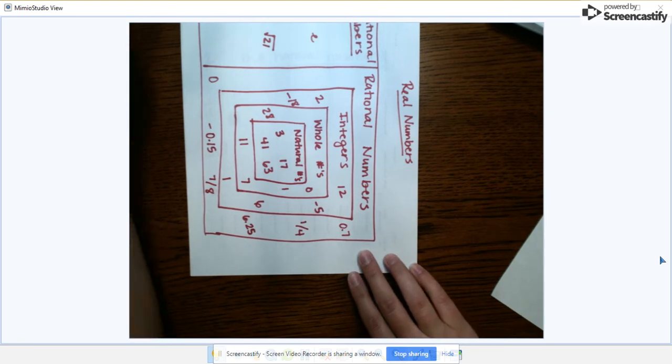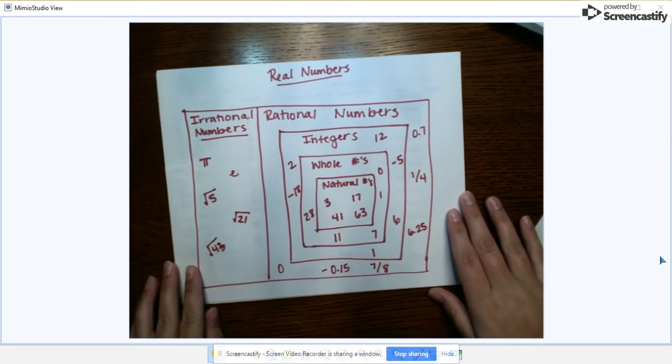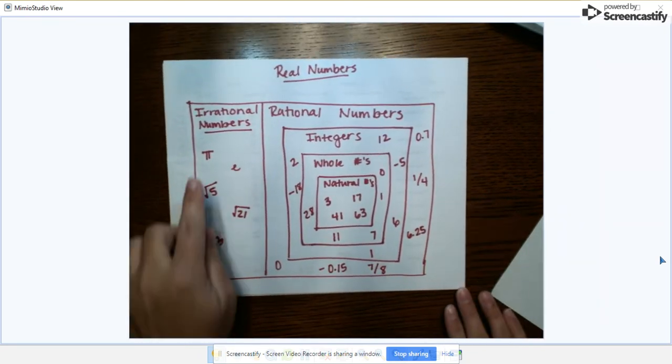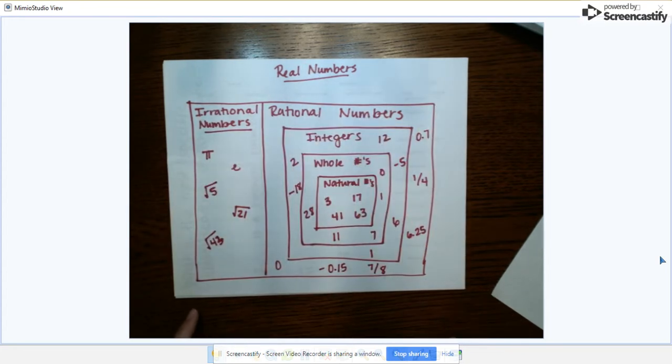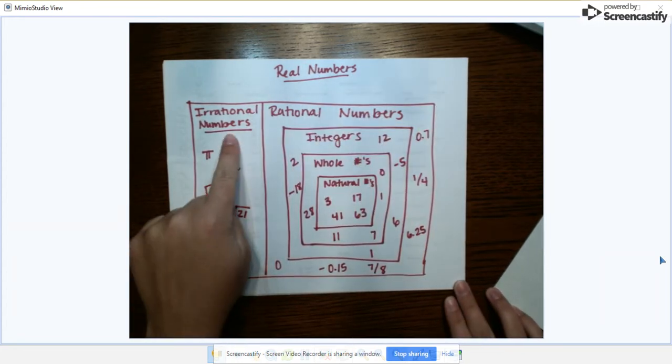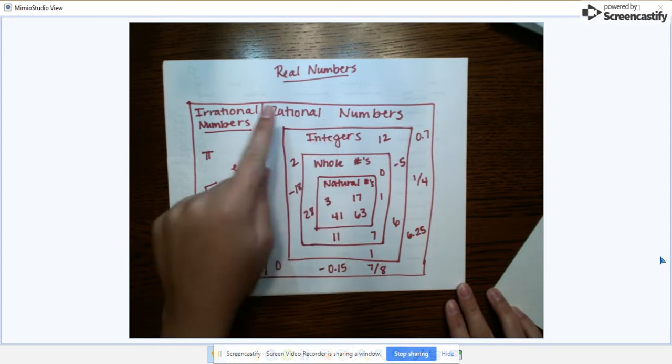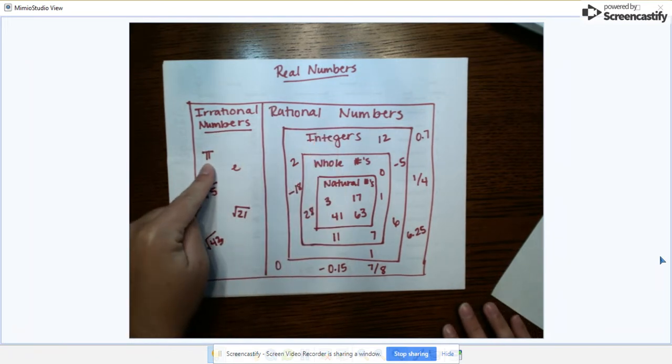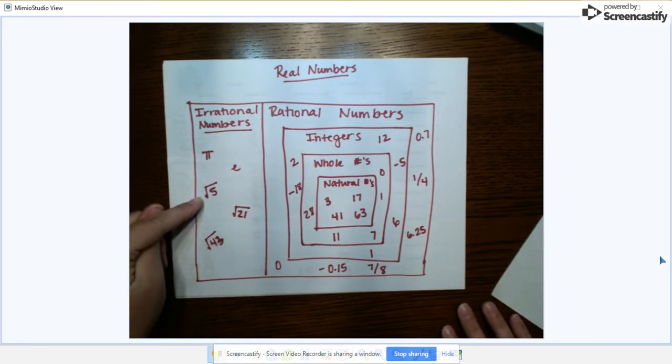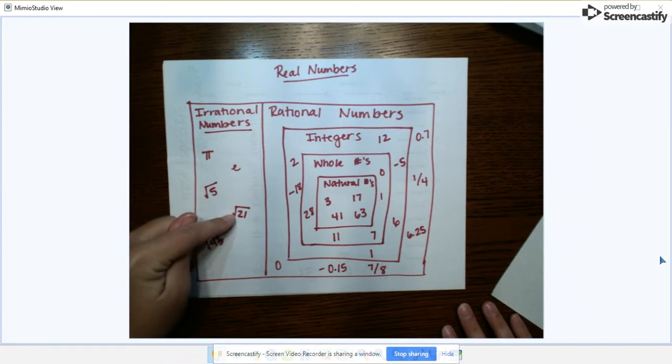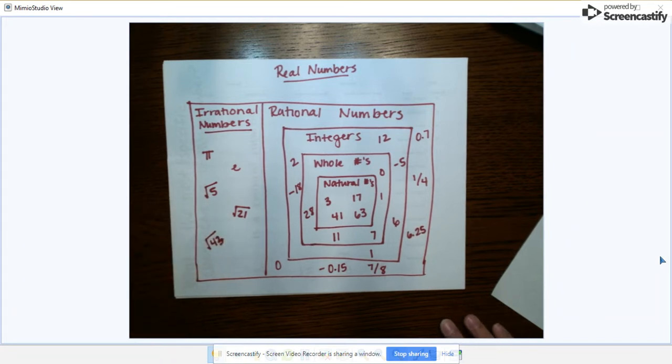So here's a little table that represents all of our real numbers. Anything you can think of would be a real number, and then we split it into irrational and rational. An example of irrational numbers would be pi, the square root of 5, the square root of 21, square root of 43. Any square root that doesn't come out nicely.